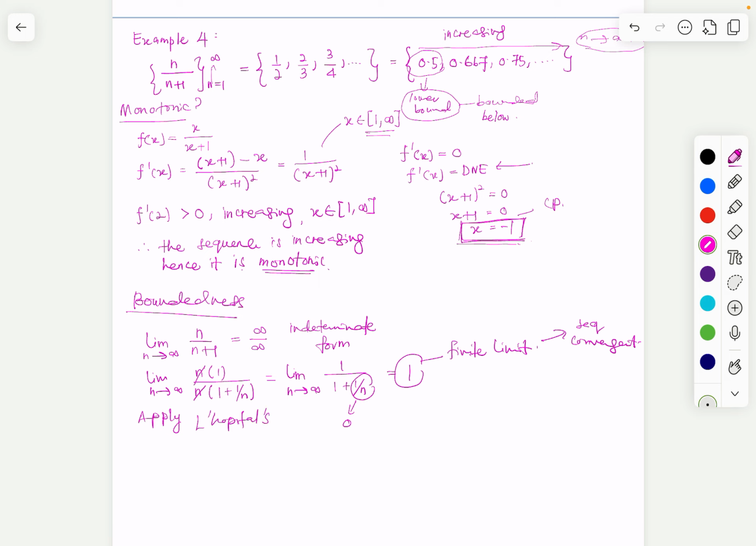You can choose either one, it's up to you, but I just show both. If you apply L'Hopital's rule, that means you differentiate the numerator and denominator. Or you can write it in terms of x, because L'Hopital's rule is applicable for a function.